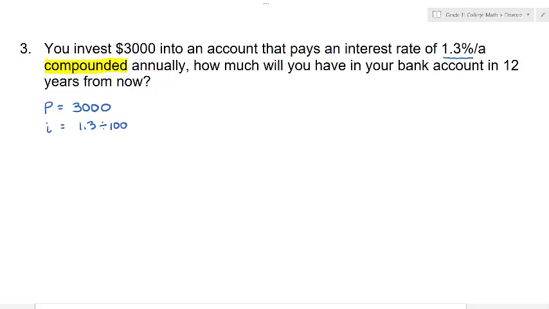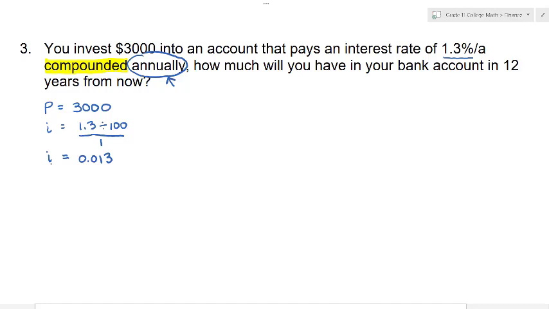But then it says compounded annually. So I always need to take this number and divide it by however many of these there are in a year. Well, annually means a year, so I'm really just dividing it by 1. And I don't have to show that step if I don't want to, but just to make it clear, we're dividing it by however many compounding periods there are in a year. And since it's compounding annually, that means there's 1 every year. So I can just take this number and divide it. 1.3 divided by 100 is 0.013. And when I divide that by 1, it doesn't change. So my I is 0.013.